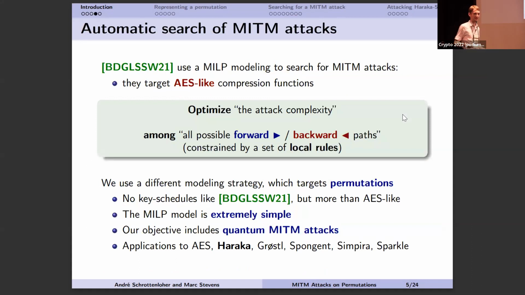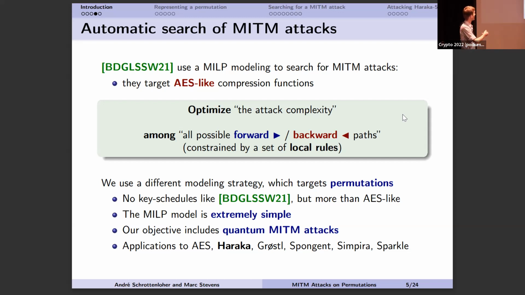Now, meet-in-the-middle attacks can become quite complicated. There are many techniques applicable. If you combine all of this, it can become quite difficult. But to search for these very complicated attacks, what we can do is use an automatic tool. The idea is to use some sort of modeling to model the space of possible meet-in-the-middle attacks and to search for the best one among them. This was originally proposed at Eurocrypt 21 in the same paper, where the authors modeled the AES-like compression functions. I'm going to talk about this a bit later.